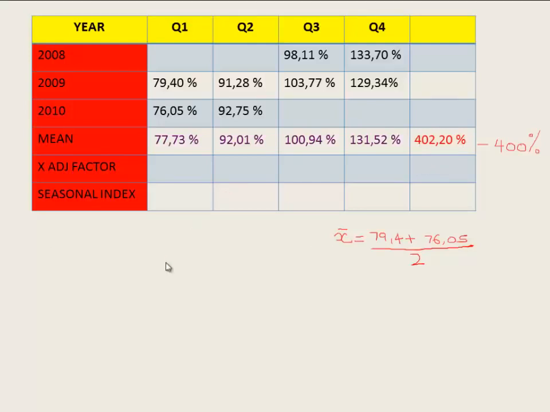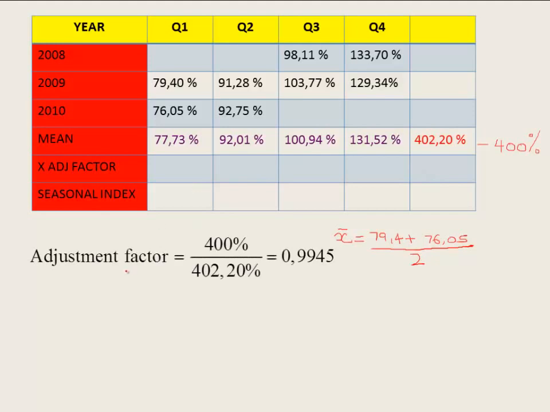And this is done by using something called the adjustment factor. This formula is given to you in your formula sheets. The adjustment factor is what I need, the 400, over the value that I obtained. And once I do 400 over 402,2, I get the adjustment factor of 0.9945. All I simply do here is I put in the adjustment factor, and I'm going to multiply the mean by the adjustment factor. The mean multiplied by the adjustment factor gives me the value for the seasonal index.